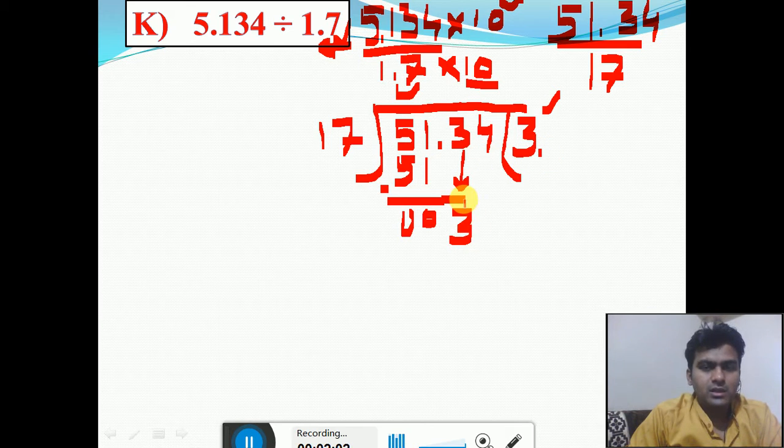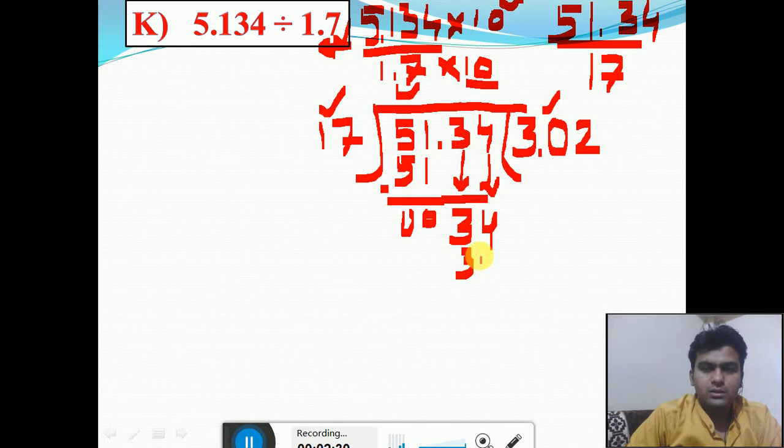Now 3 is here. 3 cannot be divided by 17, so we will write 0 here and bring down the next number, 4. Then we read the table of 17: 17 ones are 17, 17 twos are 34. So we write 34 here, then subtract: 4 minus 4 is 0, 3 minus 3 is 0. So the answer is 3.02. I hope you understood this.